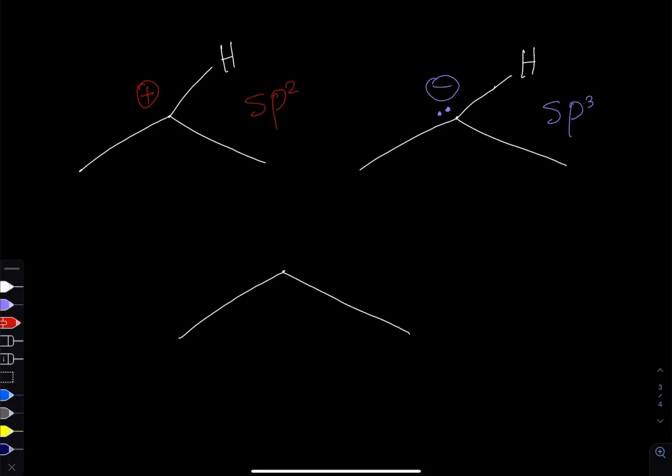Now a radical is kind of in between. Instead of having no electrons or two electrons, we're going to have an unpaired electron, a single unpaired electron. That's going to be a radical. Now the radical is going to be somewhere in between being sp2 and sp3. It's not quite one or the other.